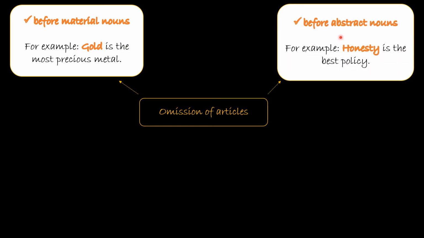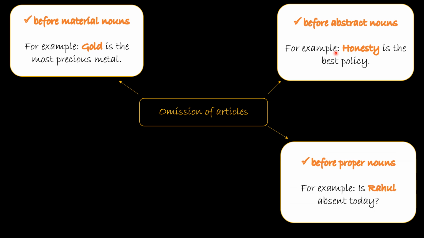Second is before abstract nouns. Abstract nouns, all of you must be knowing. Okay, let me tell you once again. These are the nouns which we cannot see or touch. We can only feel them. So honesty is an abstract noun. So we will not use any article here.